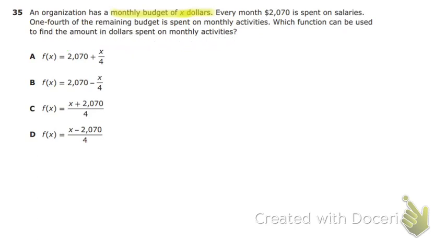Well, we know that every month they start with X dollars. We know that after that, they spend 2,070. So this expression would represent how much money is left after they spend that much on salaries. Then it tells you that 1/4 of what's left, remember, here's what's left, but 1/4 of that is spent on monthly activities. So if you were to take your monthly budget, subtract 2,070 and then divide by 4, that's going to represent the amount spent on monthly activities. That looks like that's going to be answer choice D.